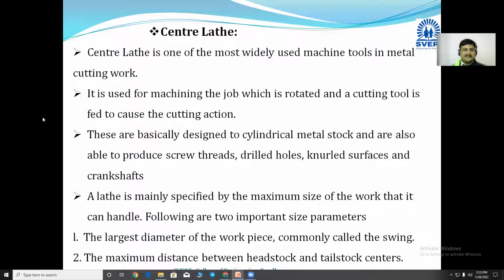Now, let us start with the center lathe machine. Okay. So first of all, there is an introduction of the lathe machine. What do you mean by lathe machine? So center lathe machine is one of the most widely used machine in metal cutting work.